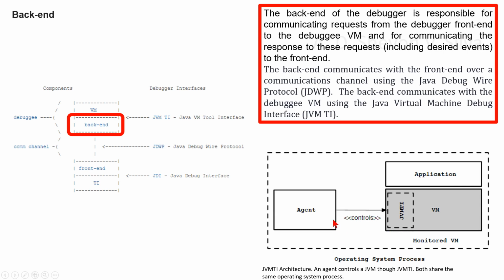Here you can see the agent. The agent is connected to JVM TI. Control is passed from the agent to JVM TI. JVM TI is inside the VM. The agent, VM and applications are inside the monitored VM. Here you can see the agent, application and VM are in the operating system process.